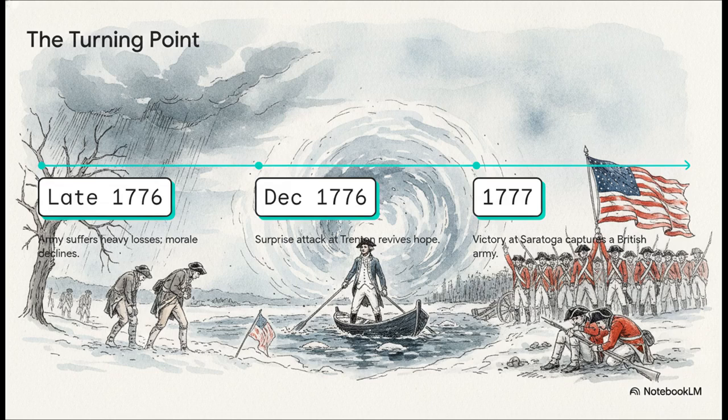But hey, just declaring independence doesn't automatically win you a war. By late 1776, Washington's army is taking brutal hits. Morale is literally collapsing. A lot of people thought the revolution was totally doomed. But then, on Christmas night, Washington makes this desperate, wild gamble. He leads his men across the icy Delaware River in the middle of a winter storm for a surprise attack at Trenton. It works.